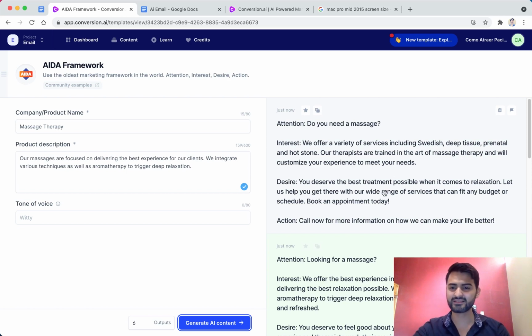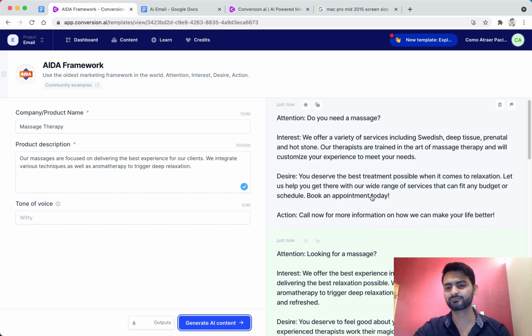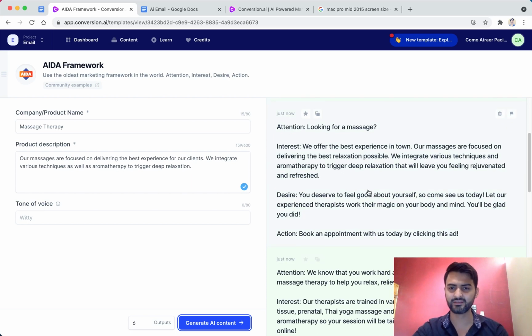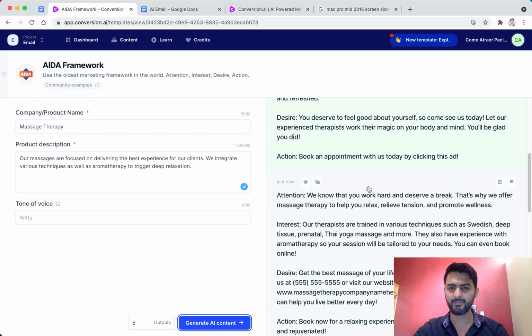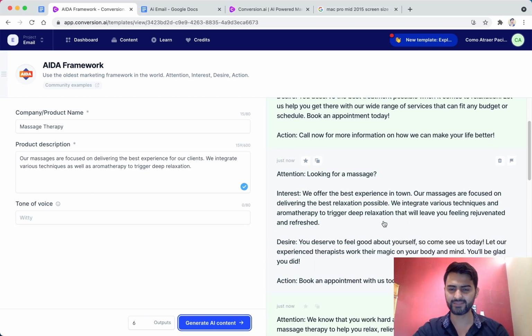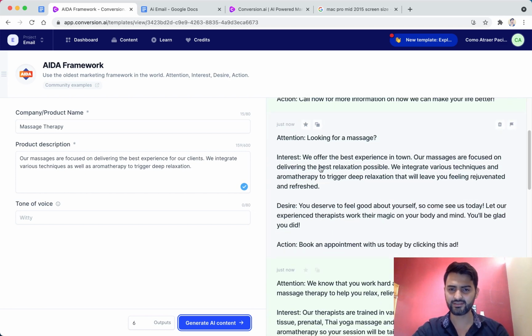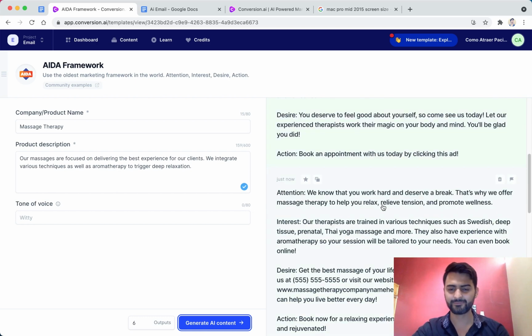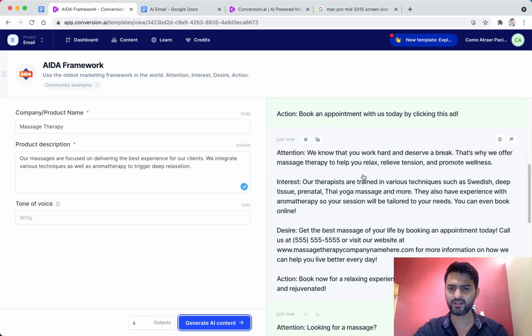You deserve the best treatment possible when it comes to relaxation. Let us help you. Okay, so this is good, but it's not amazing. Looking for a massage. I really don't like the attention headline. Interest: we offer the best experience in town. Our massages are focused on delivering the best. Not what I'm looking for. We know that you work hard. I'm liking this. And deserve a break. That's why we offer massage therapy to help you relax, relieve tension, and promote wellness.